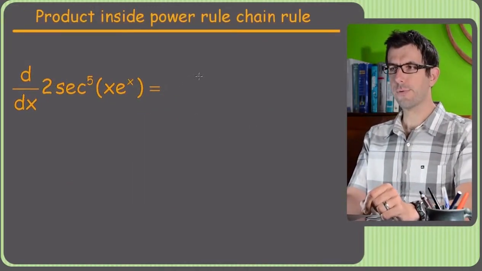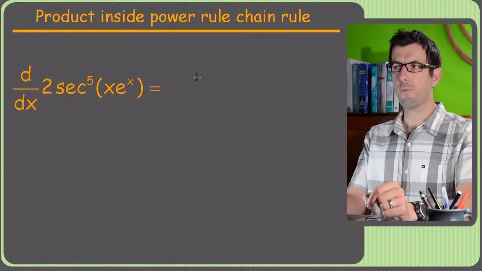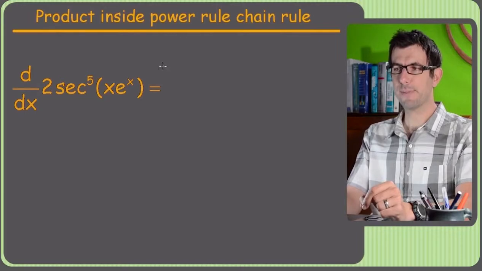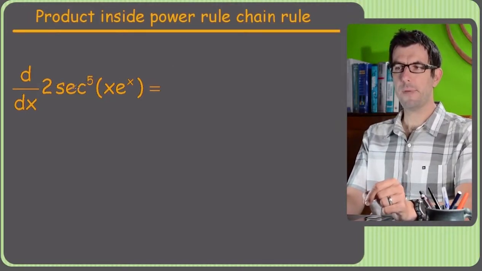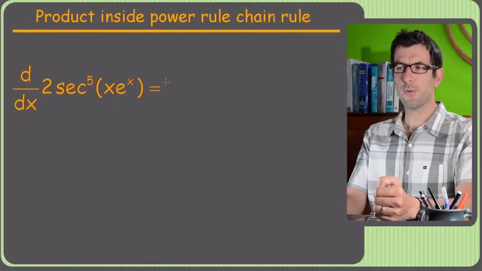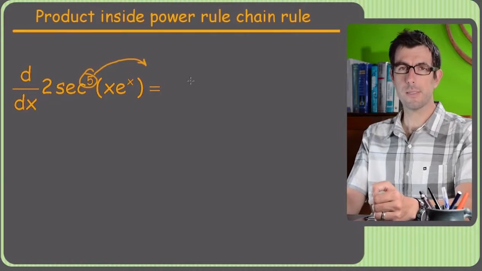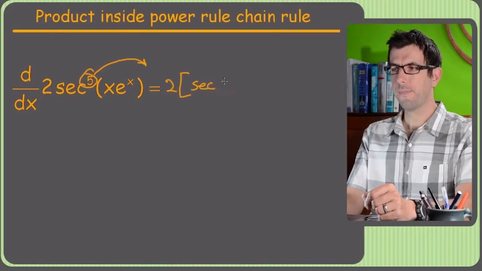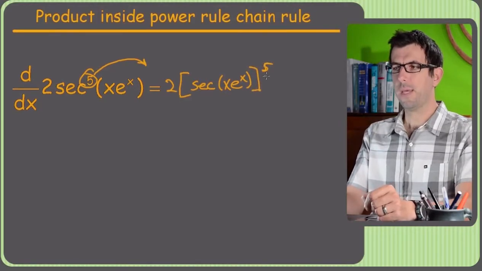All right, product rule inside a power rule. I don't even know what that title means. It's so confusing. Let's see what happens. All right, so once again, I've got a secant, which is kind of a weird one, to the 5th power. So what I should do first is just move that 5 to outside of a big set of parentheses to make it more obvious that it's a power rule. So I will have 2 times the secant of x times e to the x, all to the 5th power.